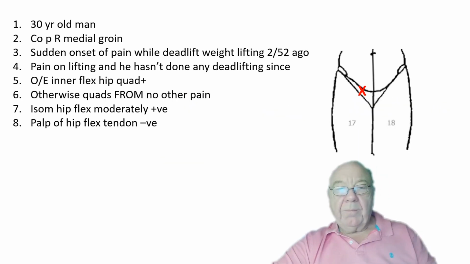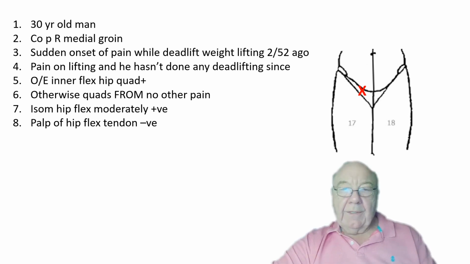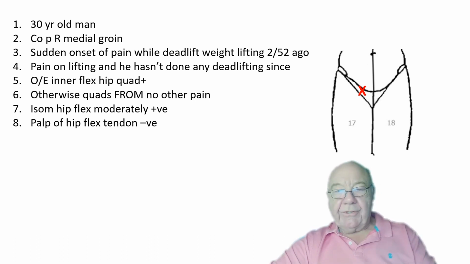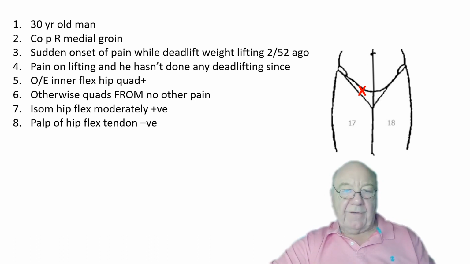Okay, so 30-year-old man complaining of pain right medial groin, sudden onset while lifting dead weights 2 weeks earlier. He's done no deadlift lifting since then, the pain's been too severe for it. The inflexion quadrant was positive when you tested it. Otherwise, the hip quadrants had full range, no other pain than the inflexion.